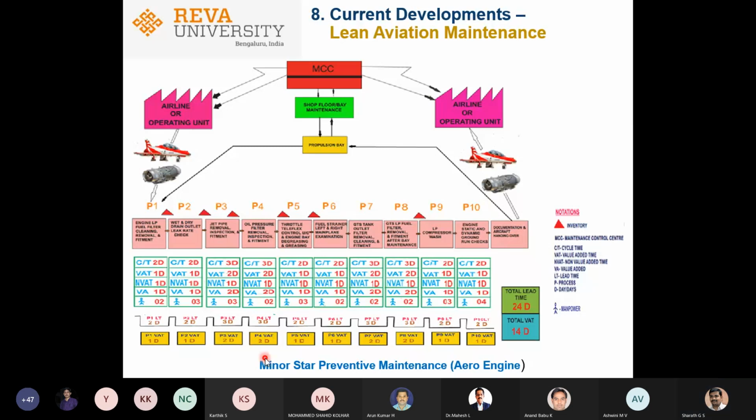So from here we can come to know the total lead time is 24 days, but the total value added time is only 14 days. That means we have wasted 10 days over here. That means the engine was not available for operation or for service for 10 days. This is a serious issue. We could have finished it in the shortest time of 14 days itself, or 15 or 16, if we have addressed the problem of non-value added time.